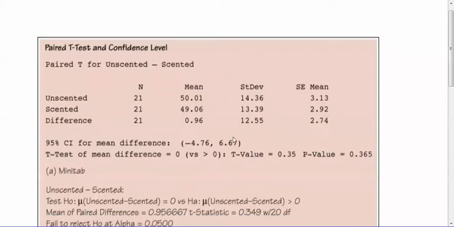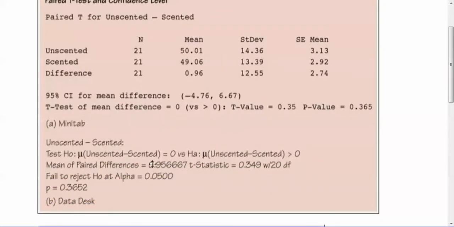The same data here is represented using DataDesk, which is another computer program, and it looks a little bit different here. So it's the mean of unscented minus scented is equal to 0, so that's the differences. So it's the mean of these differences, and it also tells you the direction of the difference, versus your alternative hypothesis, which is greater than 0. And then you can see more here about your degrees of freedom. And it actually gives you a decision. Using alpha of 0.05, we'd fail to reject because our p-value is very, very large.